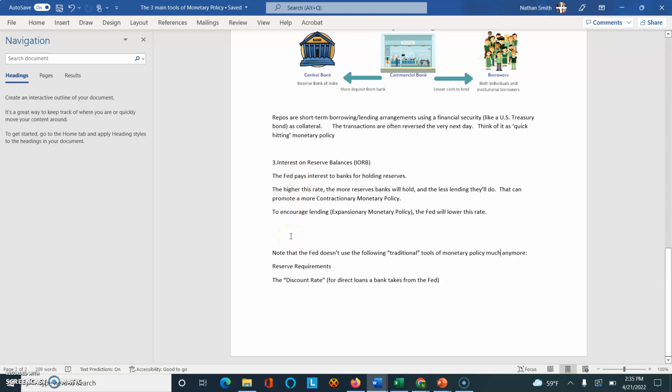Just note to wrap up this little video that there are a couple of what I call traditional tools that really are not much used anymore. We learned about the required reserve ratio. So many banks now have excess reserves that the required reserve ratio is basically no longer considered an active tool of monetary policy. And the other one mentioned in the textbook is something called the discount window, where a bank can go directly to the Fed for a loan. The Fed could use the interest rate on that to discourage banks from borrowing from it. But again, that's a small piece of monetary policy because most banks will go to other banks when they are short on reserves.